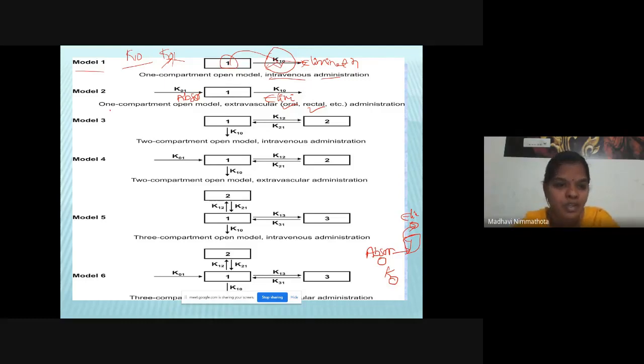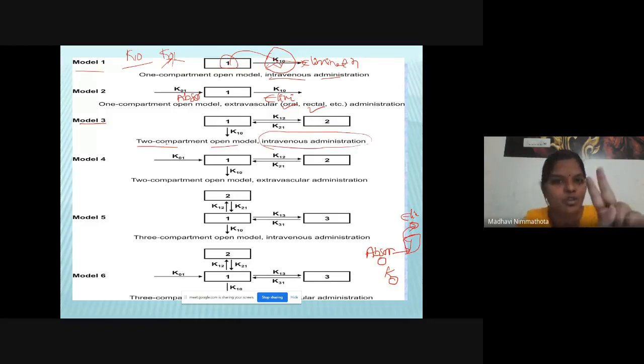Next, come to the one compartment open model, extravascular administration. As I told you previously, you have absorption and elimination phenomena, right? Here your rate constant will start from 0, because the absorption is there. Then 0, 1 and here 1, 0. Then you have model number 3, that is the two compartment open model of intravenous administration.